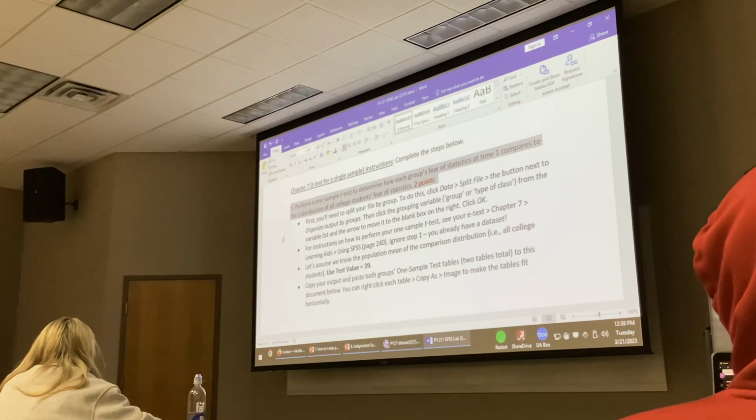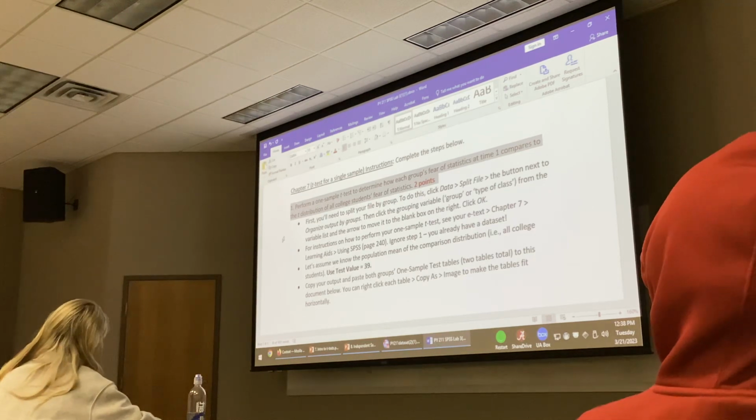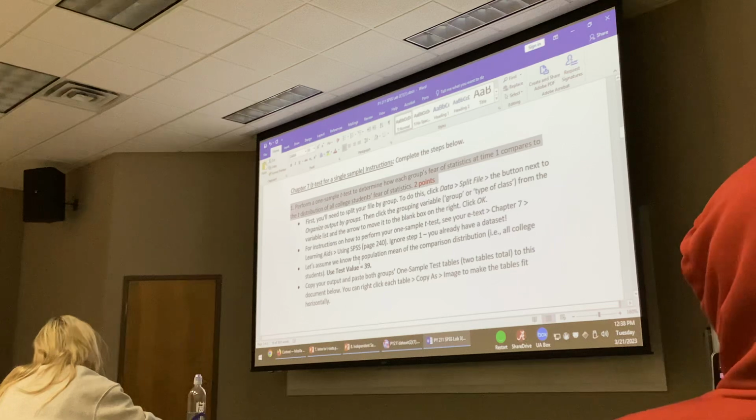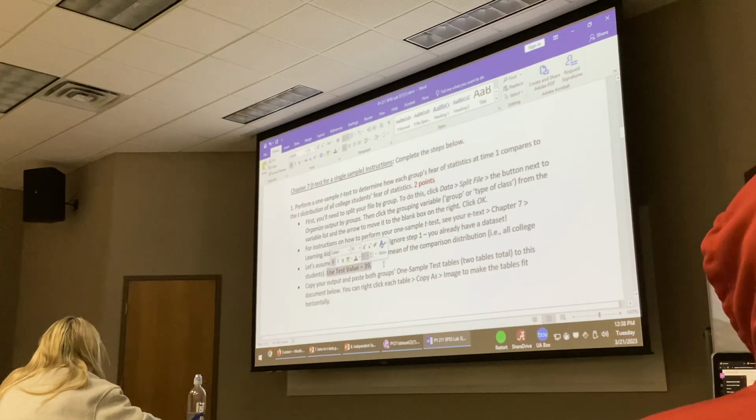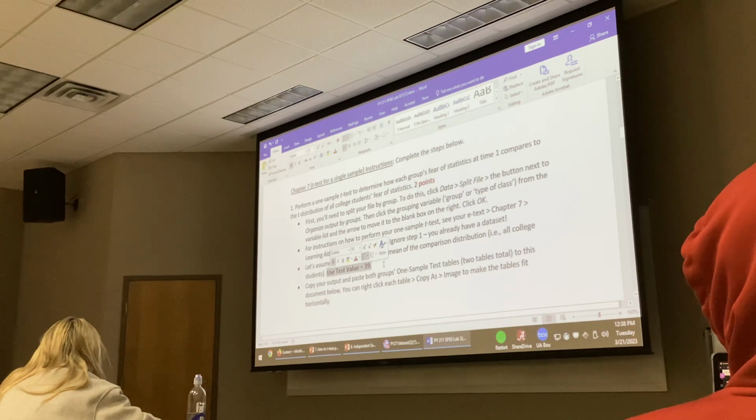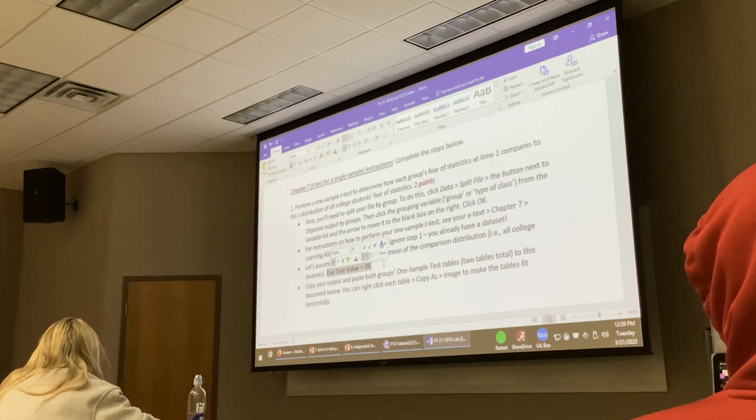We're assuming the population fear of statistics value is 39. So we know this population mean of 39. That's the reason one sample t-tests are not used often in the real world. It's very rare that we actually have a known population mean, okay? Remember, I mess with these data sets and make them so that y'all can use them, and I just said, just assume it's 39, that's our known population mean for this example.